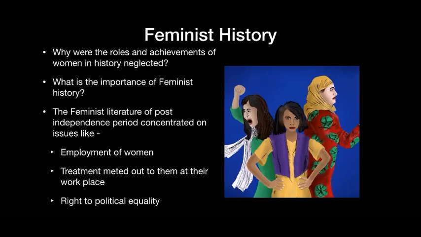Feminist history. Why were the roles and achievements of women in history neglected? It was mainly because male scholars were involved in the writing of Indian history. As a result, the role and achievements of women in history remained neglected. What is the importance of feminist history? To highlight the fact that the role and achievements of women in the writing of history remained neglected was a major task faced by the feminist historians. It was important to study and compile the historical writings of women. It was also necessary to rethink women's position in history. The feminist literature of the post-independence period concentrated on issues like employment of women, treatment meted out to them at their workplace, and the right to political equality.